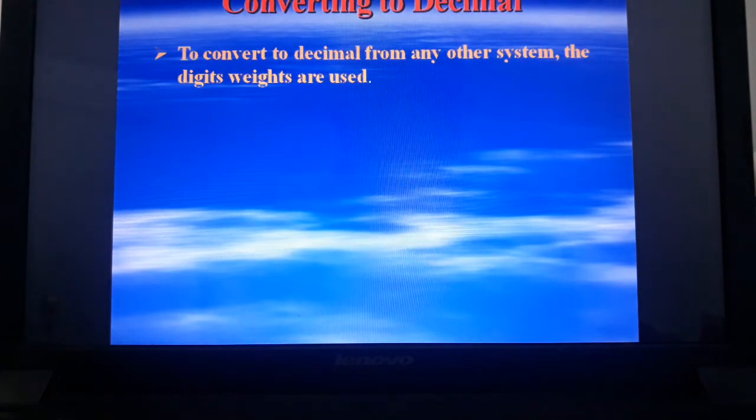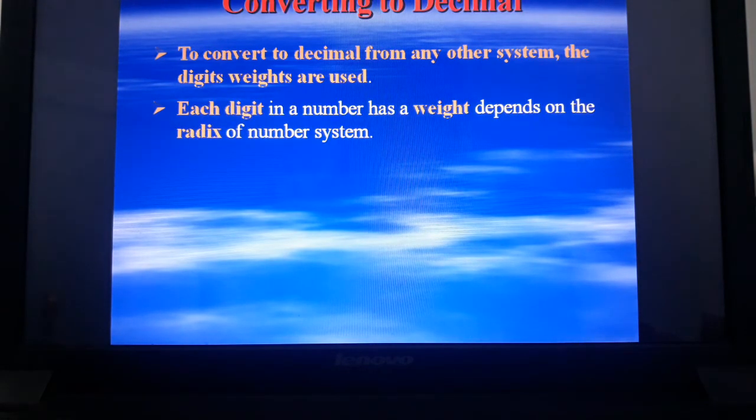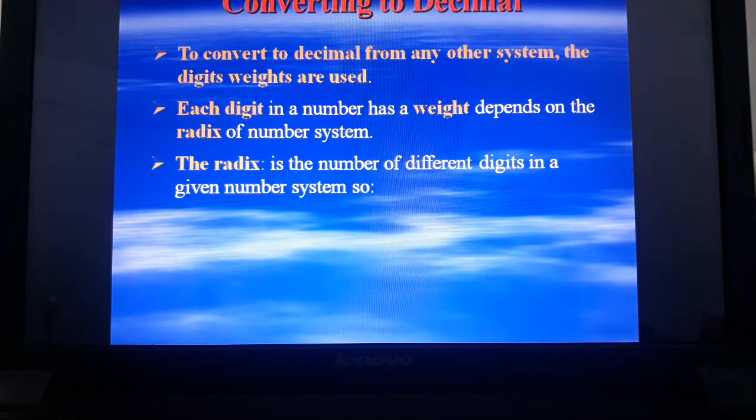To convert to decimal from any other system, digits weights are used. Each digit in a number has a weight, depends on the radix of the number system. The radix is the number of different digits in a given number system.